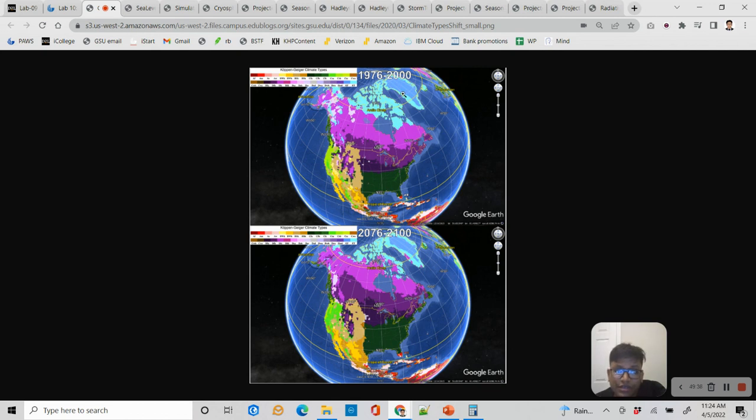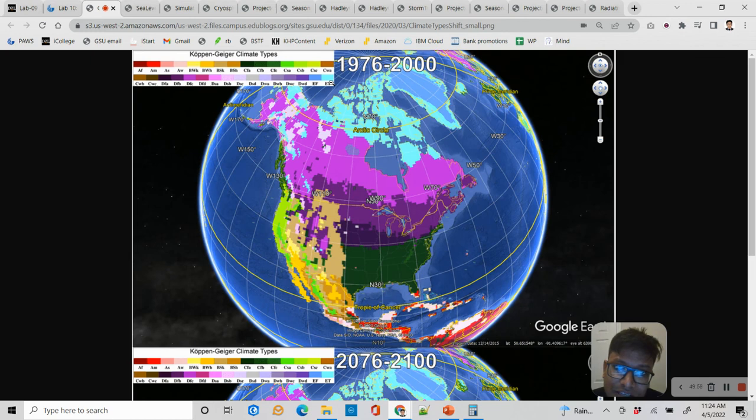This is the blue, I don't know the color name. Probably whitish blue. So whitish blue is ET. If you look at this classification, that is ET. ET means tundra. You can confirm that from your previous lab 9, I guess.